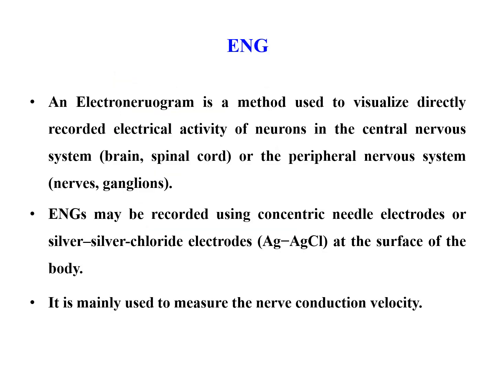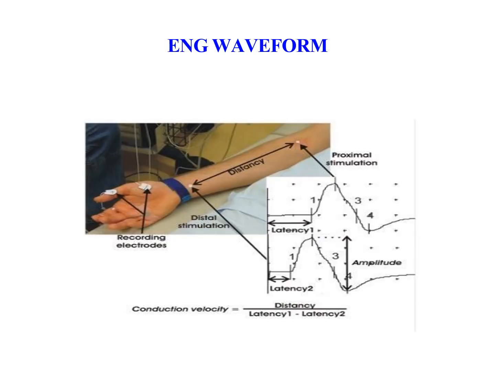Next one is electroneurogram. The electroneurogram method is used to visualize directly recorded electrical activity of neurons in the central nervous system or the peripheral nervous system. ENG, electroneurogram recording system: concentric needle electrodes or silver chloride electrodes on the surface of the body. They are mainly used to measure the nerve conduction velocity.